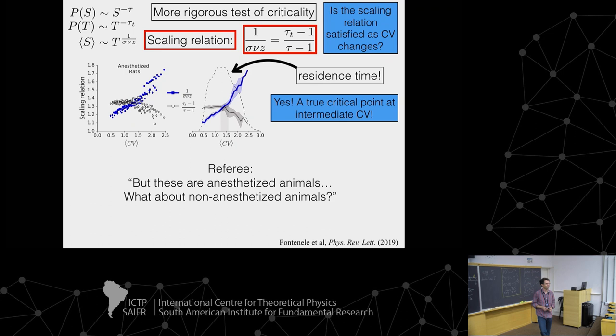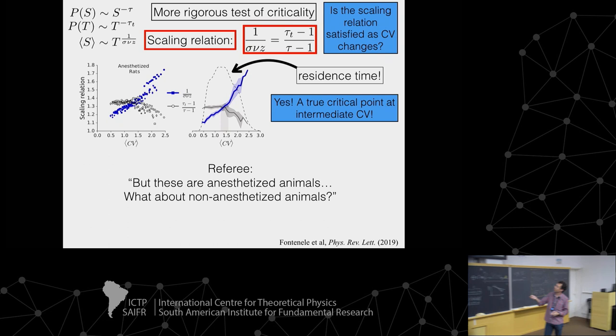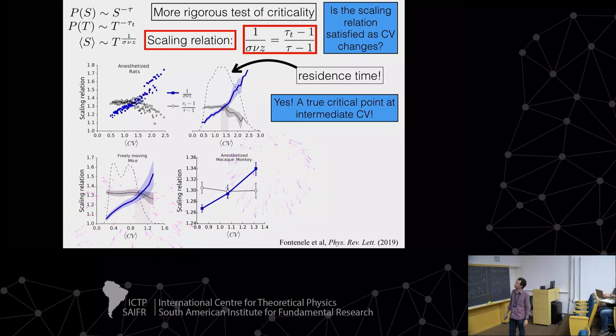Fortunately, we looked around, and there is freely available data in the literature, on the internet. People have done the experiment with these expensive silicon probes in freely behaving animals and put it up for public consultation. So we went after this data and looked. If we do this with freely moving animals, not rats, they were mice, do we get the same kind of crossing? Is the scaling relation satisfied in a freely behaving animal? Yes, these are freely moving mice. You see the crossing here.